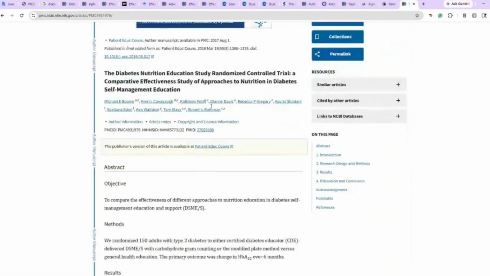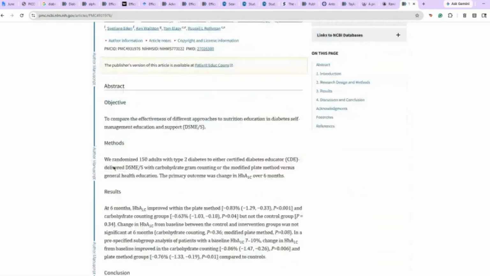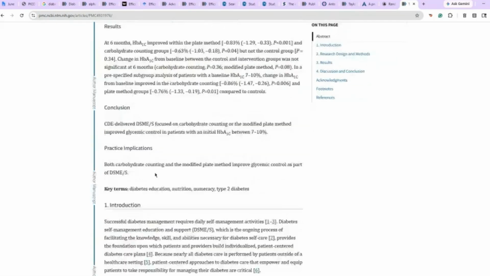Here they are checking, we randomized 150 to either a certified diabetes educator with carbohydrate gram counting. So number one group, they are counting the carbohydrates, and the other group, they are only doing the plate method, in which they are just putting everything on a plate without counting the carbohydrates, and then the general health education. So this becomes a 3-arm study.